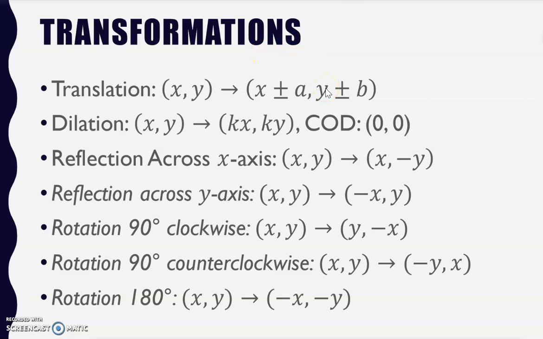Similarly with the Y value, except the Y-axis is vertical, up and down. If the figure is sliding up, you are adding some value B to that Y coordinate. If the figure is sliding down, you are subtracting some value from that Y coordinate, depending on how much it is sliding up or down. If it's sliding 6 units up, you would be adding 6. If it's sliding 6 units down, you would be subtracting 6. Same thing goes for the X value as well.